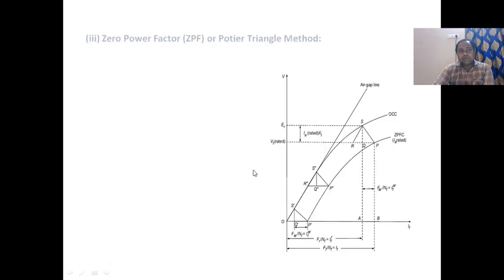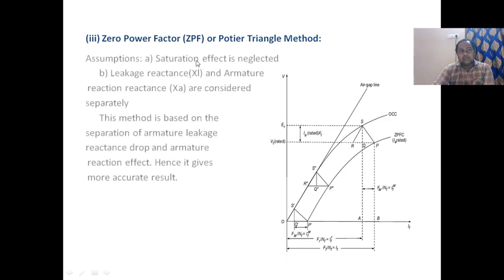Next one is the Potier triangle method. That is also called the ZPF method. ZPF means zero power factor method. In this method, the saturation effect is neglected, and leakage reactance and armature reactance are considered separately. This method is based on the separation of armature leakage reactance drop and armature reaction effect. Hence, it gives a more accurate result.